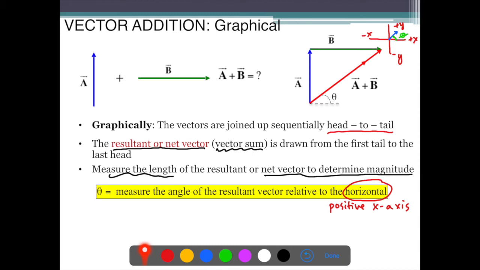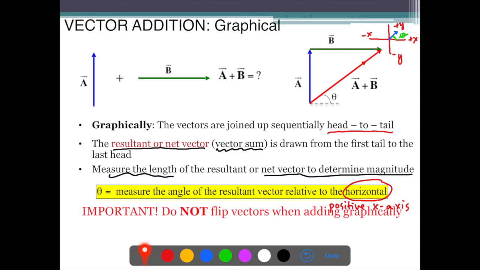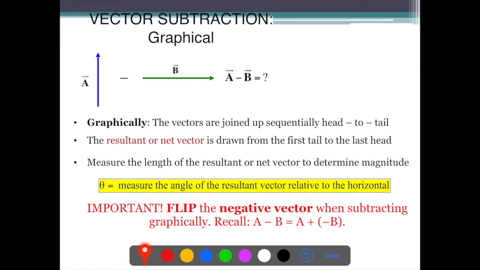Note that when you're drawing the vectors graphically and you're adding them, you should not flip the vectors. Notice how the orientations of vectors A and B are the same, except that you just draw them sequentially one after the other. Because the moment you flip one of the vectors, what you'll do now will be vector subtraction.